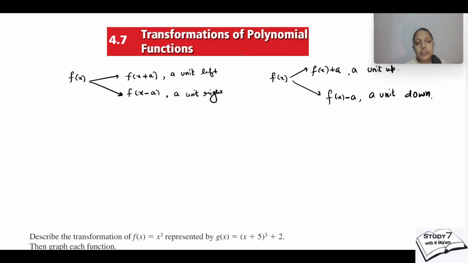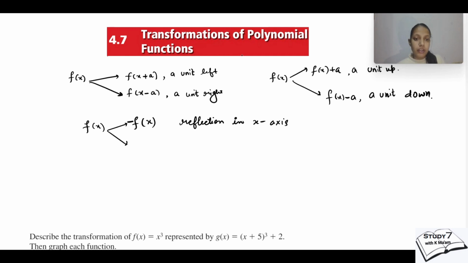Then there are reflections. f(x) is changed to -f(x). Outside is negative, so the complete function is multiplied by negative. So we'll say reflection in the x-axis. Or when only x changes to -x, it's a reflection in the y-axis.